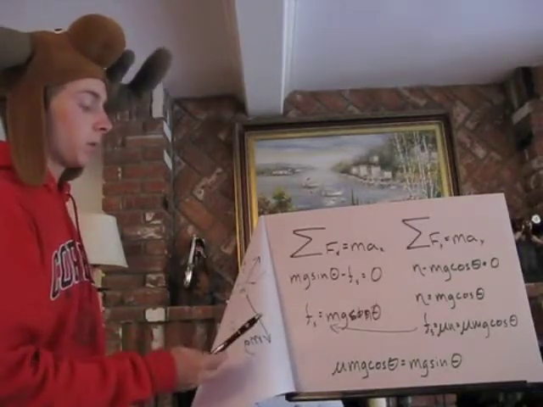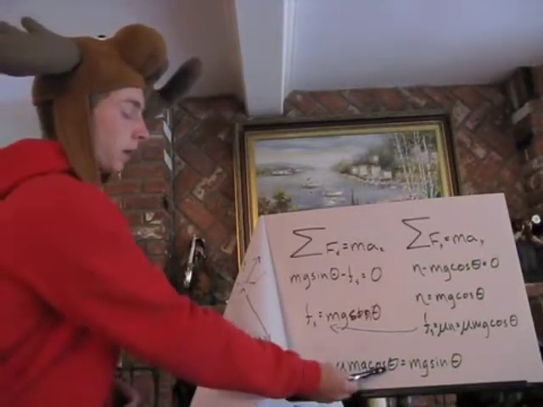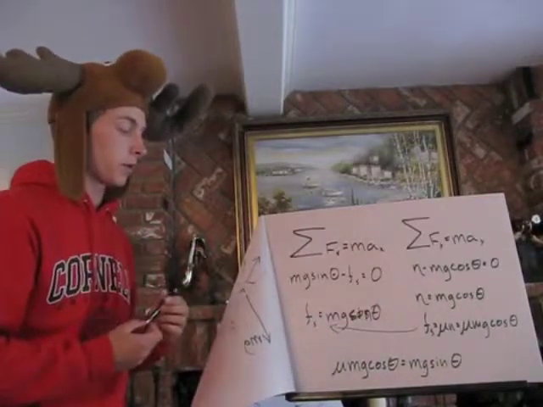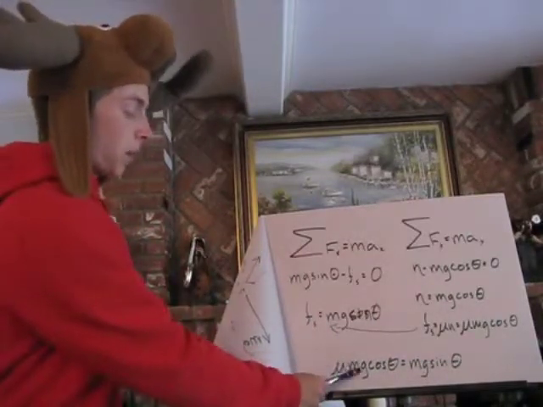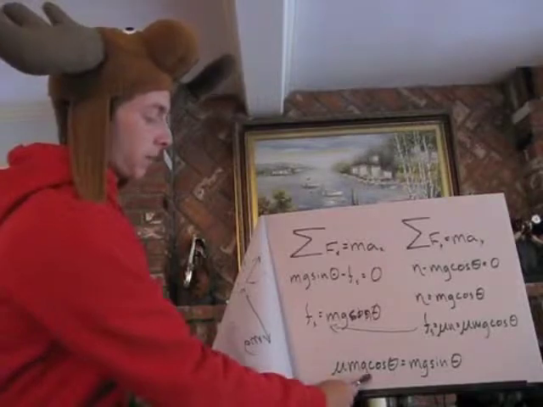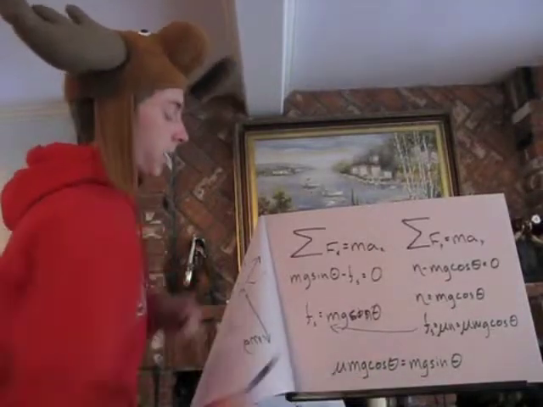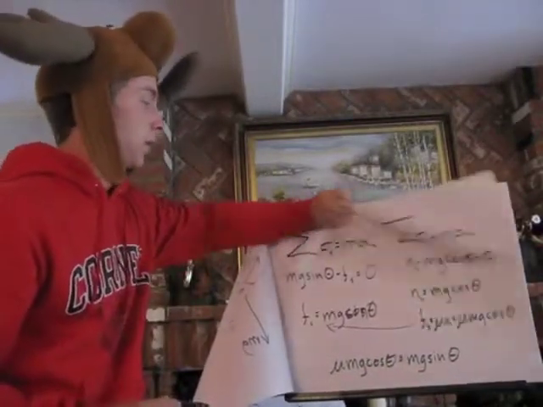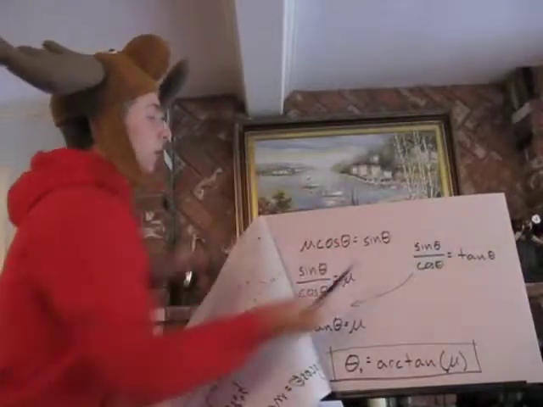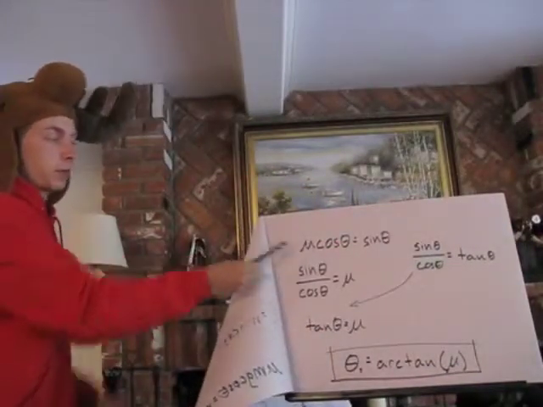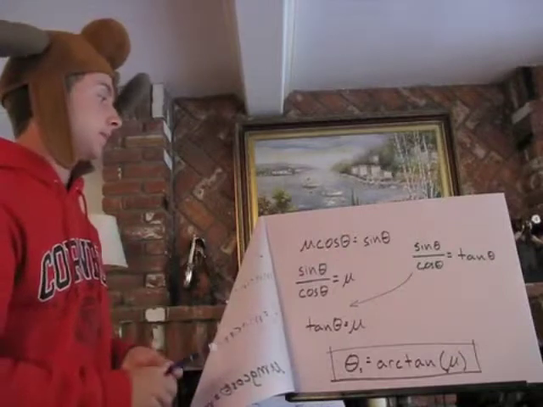Now, the only unknown we have here is theta, which is what we're trying to solve for. Since both sides of the equation are multiplied by mg, the force of gravity, both of those cancel out, and we are left with the coefficient of friction times the cosine of theta is equal to sine theta.